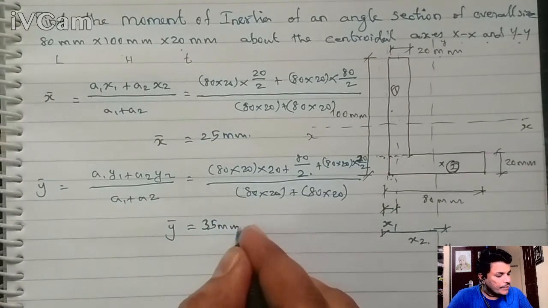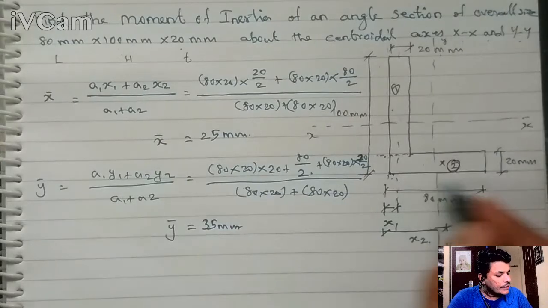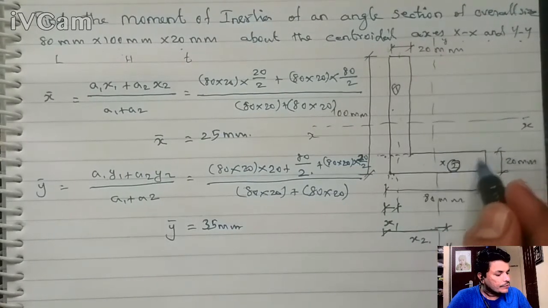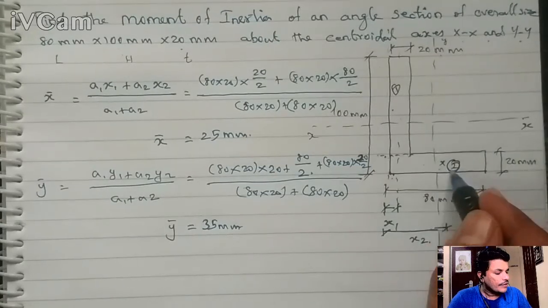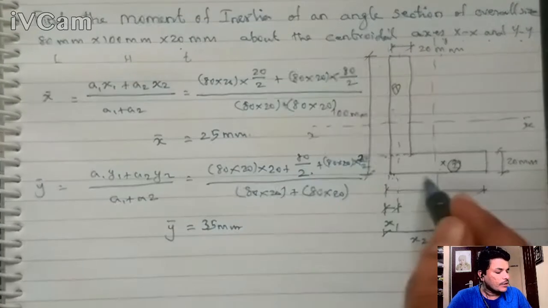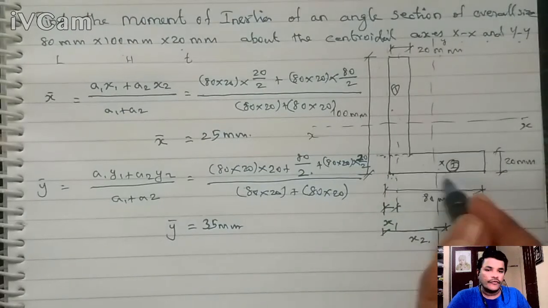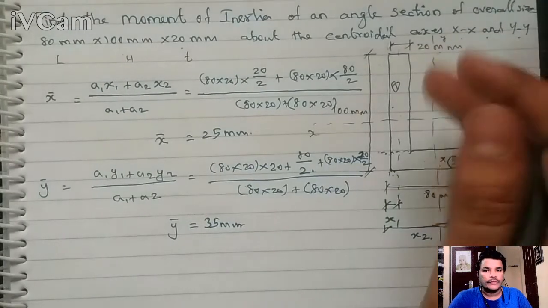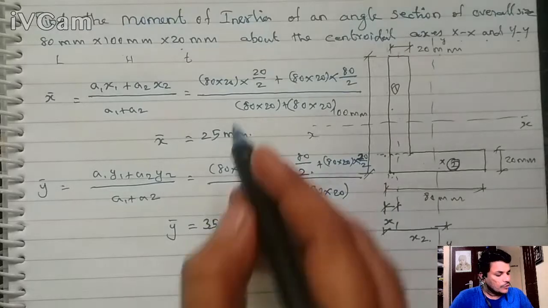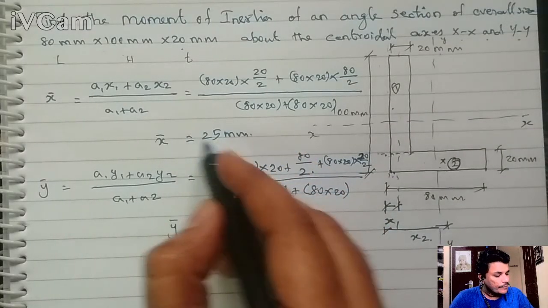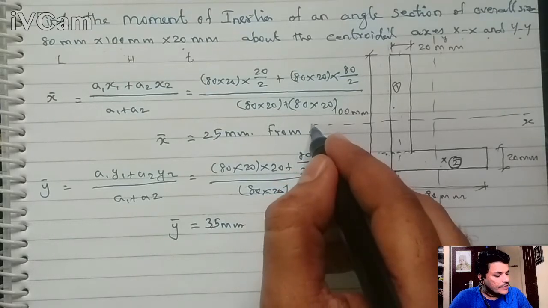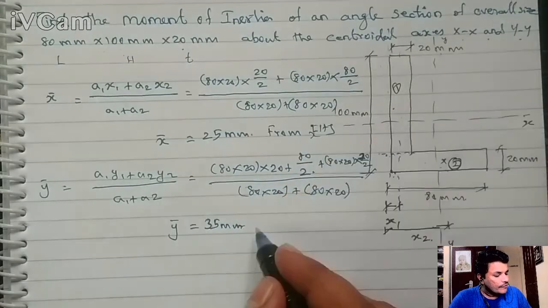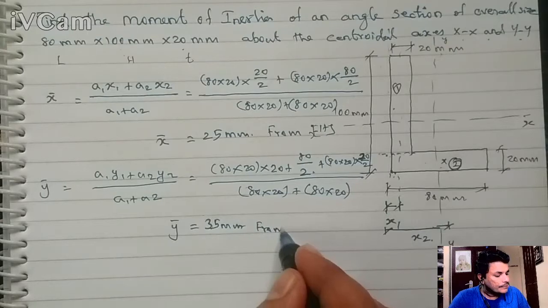So this is 20 by 2. The total height is 20. The y2 value is 20 by 2, the centroid of the second section from the bottom. I am referring to the bottom as a reference line. If you want, you can take it from the top also. Okay, so both the values: x bar value from the LHS, the left hand side, and y bar value from the bottom.